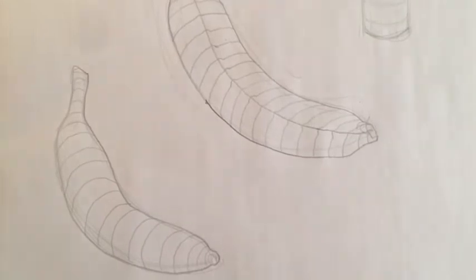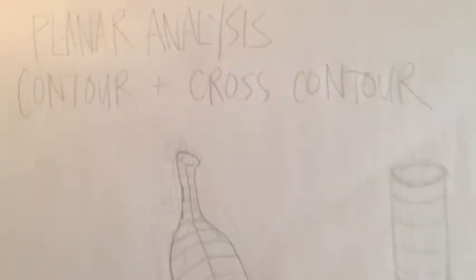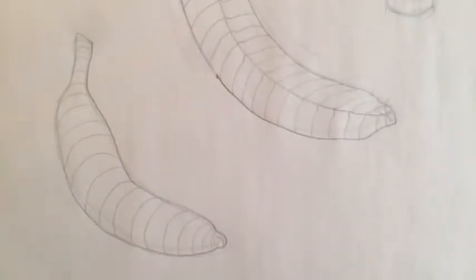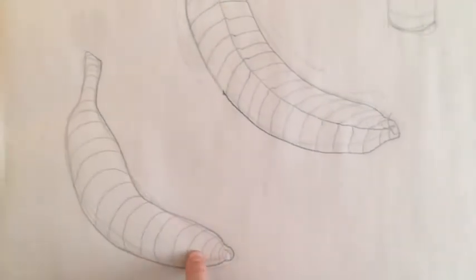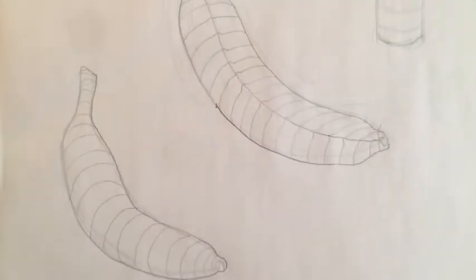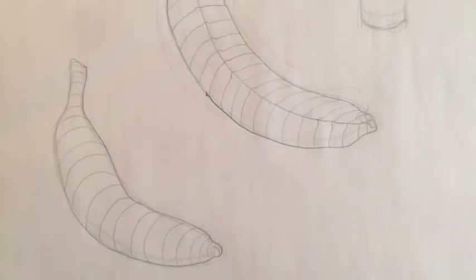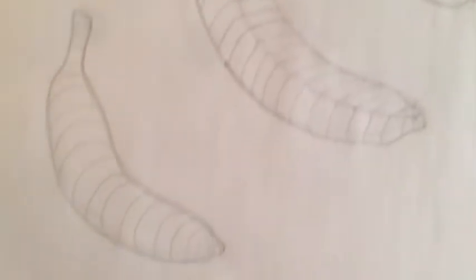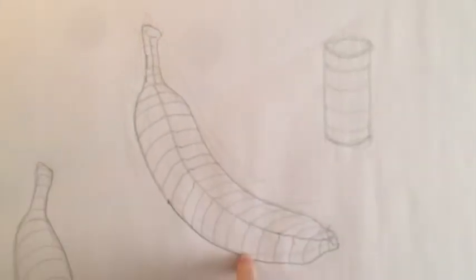And I wanted to show you this little drawing I did next to it. This is a banana without drawing the planes, without doing the planar analysis. Notice the difference. It's nice. It describes this rounded banana shape or form here, but it isn't as specific as a real banana might be, right?